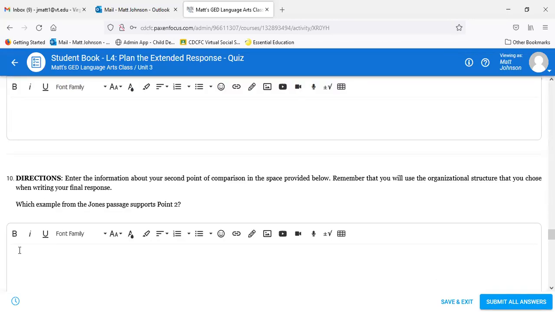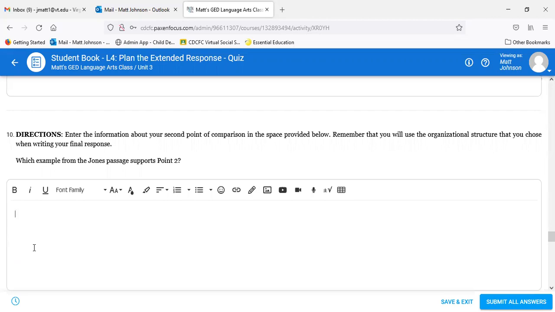And then 10, okay, so which example from the Jones passage supports point 2? What would you like to use for Jones's reason? Flexibility. Flexibility, good one. So yeah, Jones discusses flexibility. Yeah, spell that right. Flexibility. Yeah, that's all we need.